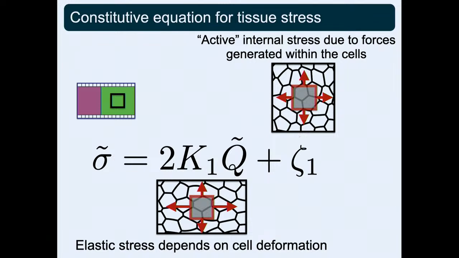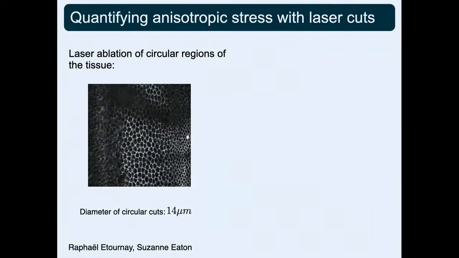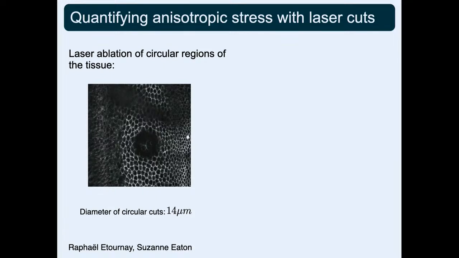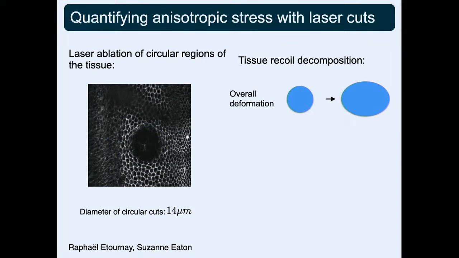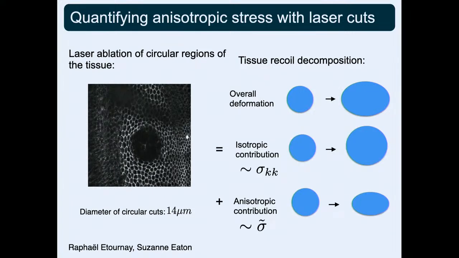And how to verify that? There are very nice experiments cell biologists do. You take the tissue, make a hole with a laser, and you see how this hole evolves. You calculate the overall deformation of this hole. It has two parts, the isotropic contribution, which is the change in area, and an anisotropic contribution. And the idea is, because by creating the hole you are creating flow fields, the stress is proportional to the flow field, or the velocity deformation tensor.